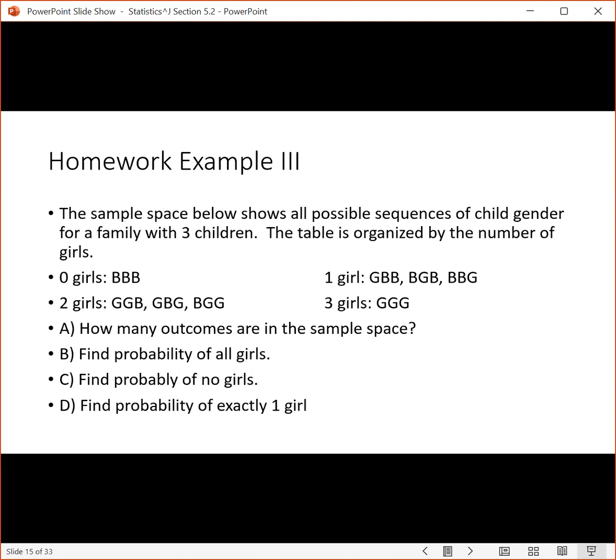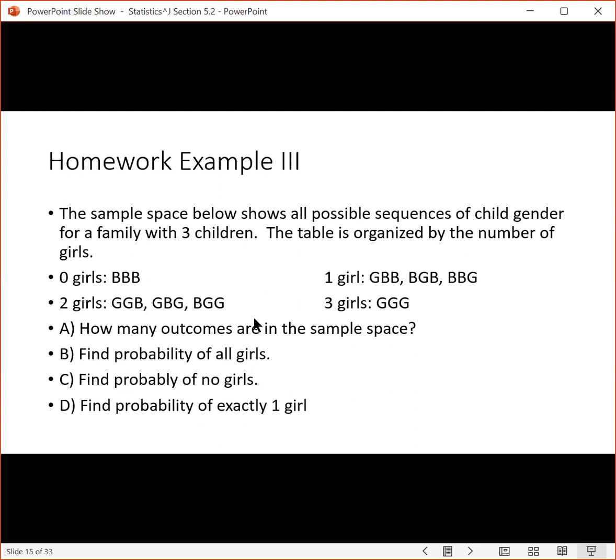All right, let's look at another homework example. The sample space below shows all possible sequences of child gender for a family with 3 children. The table is organized by the number of girls. All right, so what this is showing is the possible ways in which you could have children. You could have a boy, a boy, and a boy. You could have a girl, then a boy, and a boy, then a girl, then a boy, a girl, girl, boy, girl, girl, girl, girl, girl.